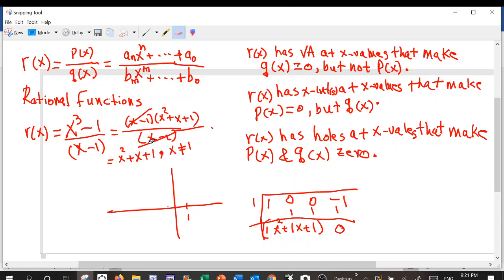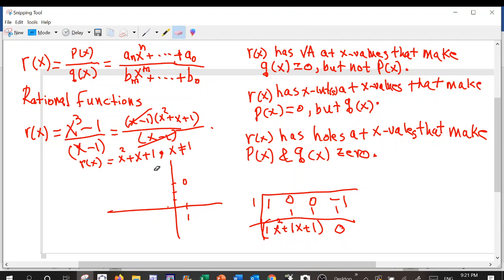So the y coordinate comes from this simplified expression after you cancel what they have in common. So if I put a 1 here, 1 squared is 1 plus 1 is 2 plus 1 is 3. So 1, 2, 3. There's a hole here, right? So this is r of x.